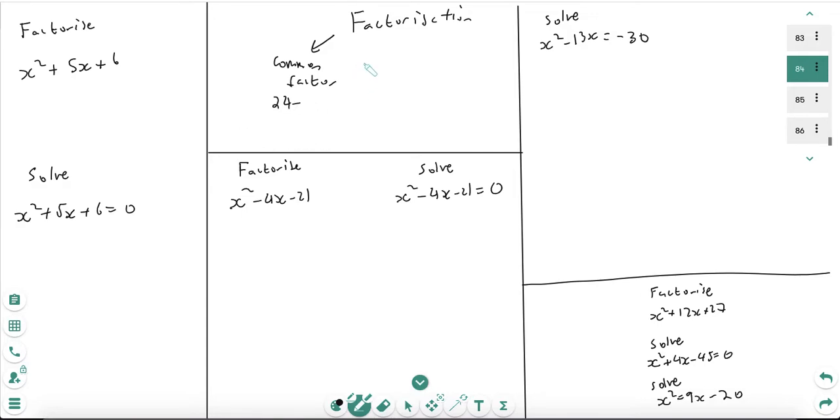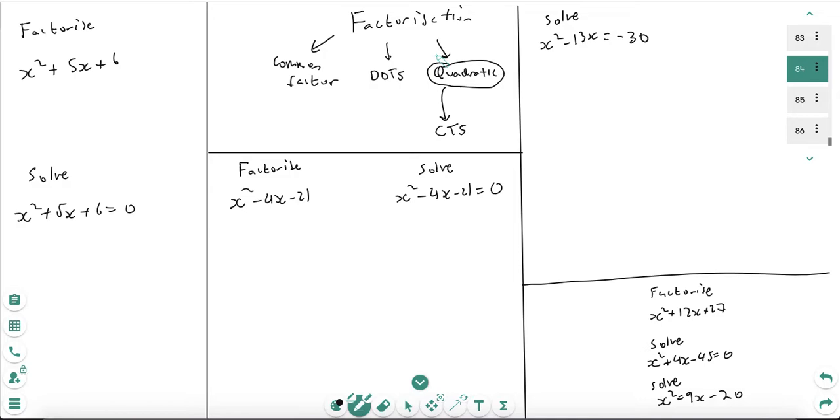There's difference of two squares, which I'll cover in a future video. And a third way is quadratic factorization, and that's what we're going to be covering today. Sometimes you'll have a quadratic and you can't factorize it using quadratic factorization, so you can do something called complete the square, but don't worry about that just yet. So we're going to be focused on quadratic factorization.